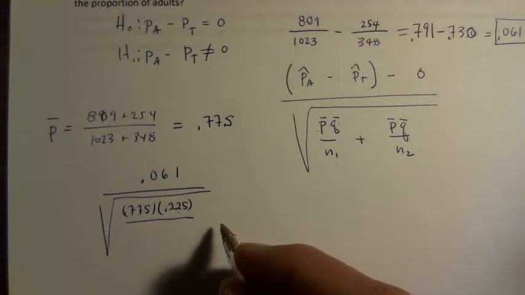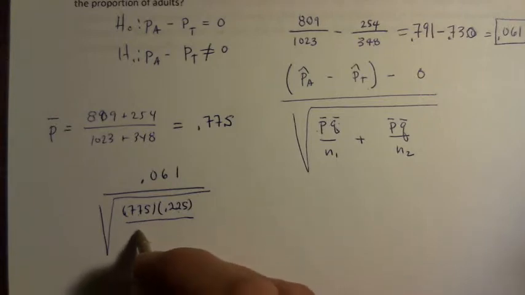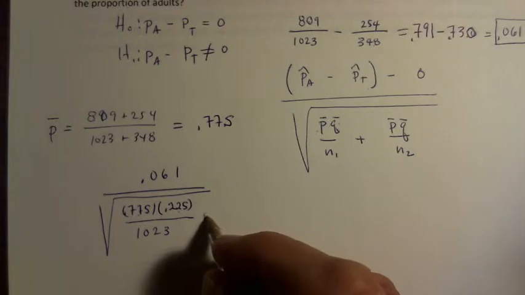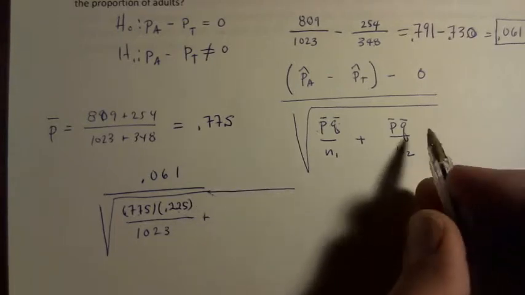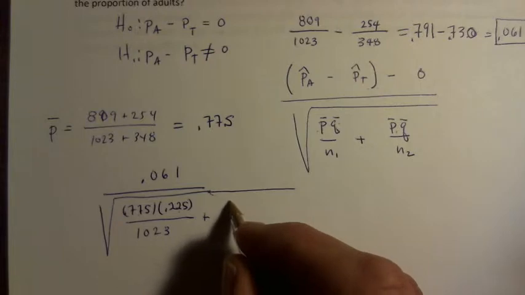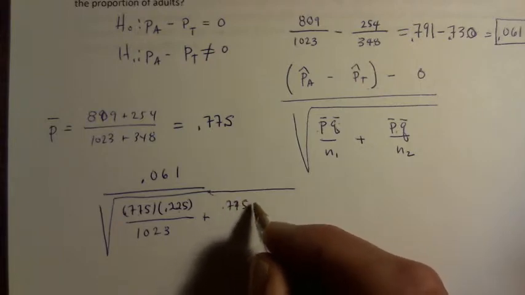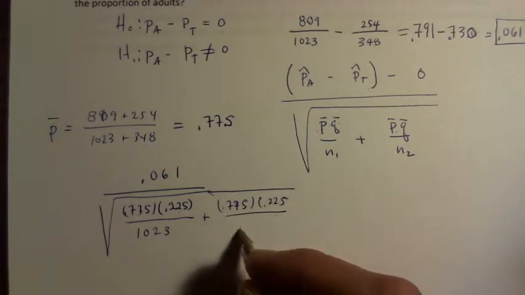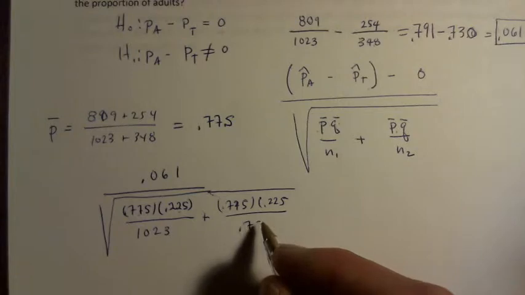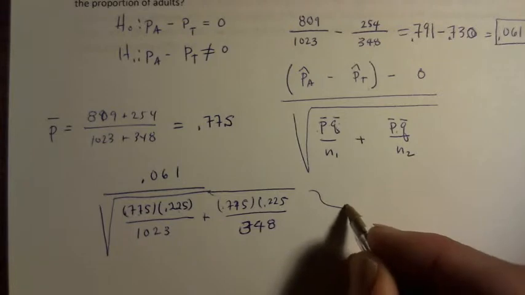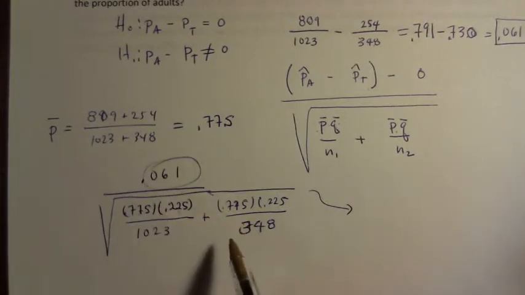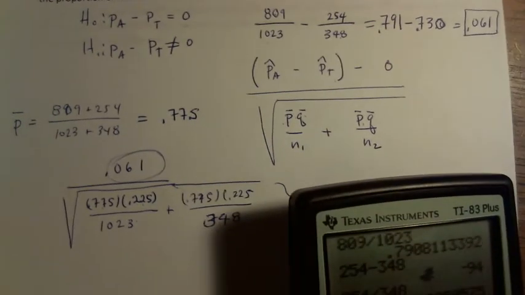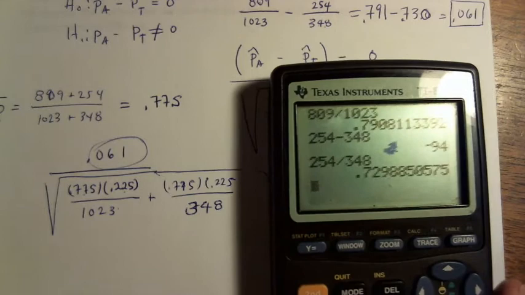We're going to divide that by the total number of adults, which was 1023. And then we're going to take 0.775 times 0.225 and divide it by the total number of teenagers, which was 348. So that's going to be our z-score, the difference between our sample divided by the standard deviation. Let's put it in here and see how it comes out.